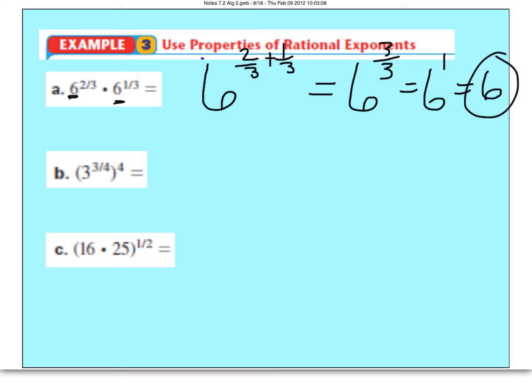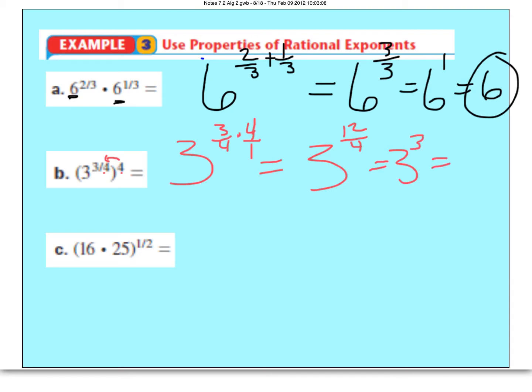Letter B, the exponents are right next to each other, so I'm just going to multiply. So that's going to be 3, a little 3/4 times a 4. Remember, you can make any whole number a fraction by putting it over 1. When you multiply fractions, just go straight across. So we have 3 to the 12 over 4. 12 divided by 4 is 3. 3 cubed is 3 times 3 times 3, or 27.